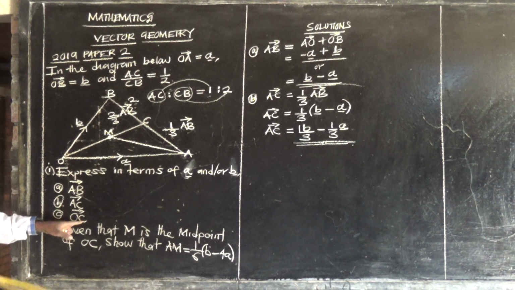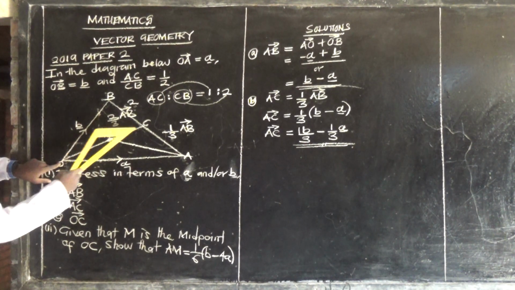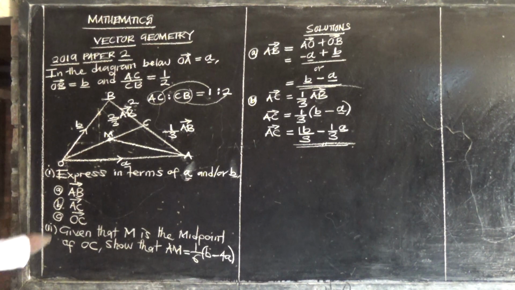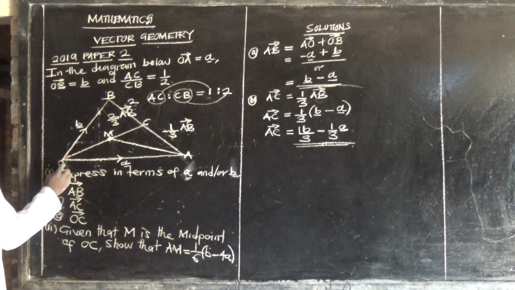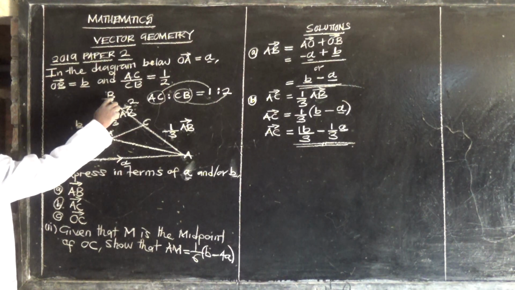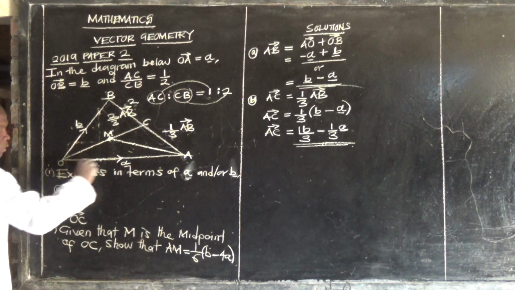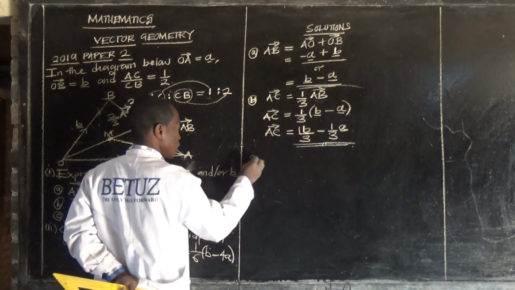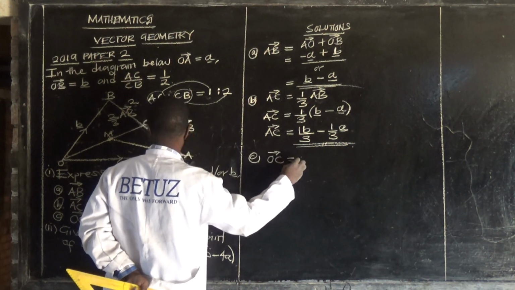Then question C, it's saying find OC. From O to C, where is O? OC. This one is simple. How can we move? From O to C, we can move in this direction. You can say OB plus BC, or alternatively, you can say OA plus AC. Is it okay? So let's look at C.